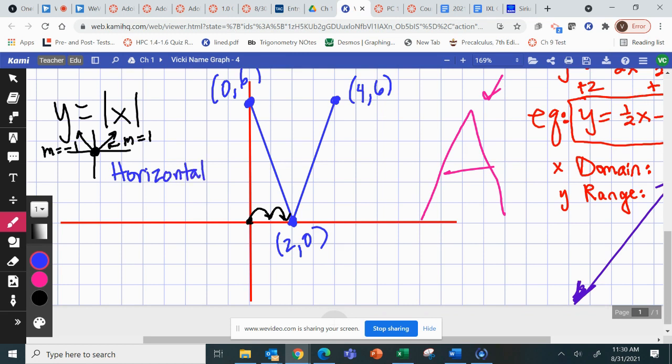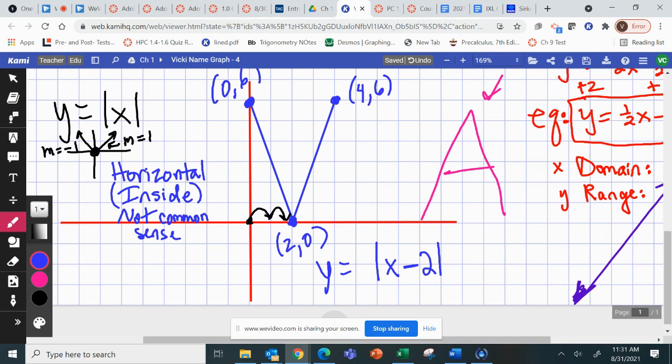I only heard 2 people, and that worries me a little bit. Horizontal is inside, and that's the non-common sense one. Yeah, it's the one that's backwards. So with my equation, I'm going to have y equals, and on the inside, I'm going to have x. And what am I going to do if we're going to add the 2 or minus the 2? I'm going to minus because it's the not common sense, the opposite of the way it looks on the graph.